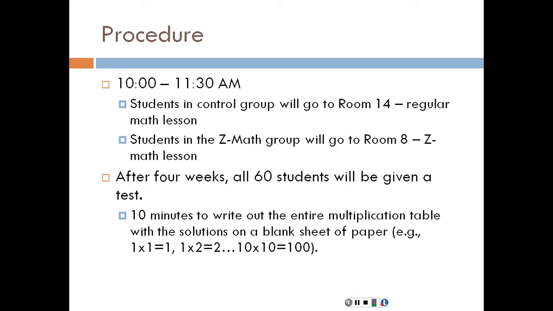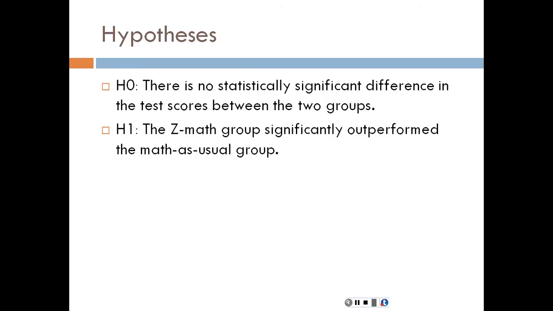So after 4 weeks, after a month, all students would be given a test. They would have 10 minutes to write out their entire multiplication table with the solutions on a blank piece of paper. And from there, we could then compare the scores from the control group and the treatment group to see if there are any significant differences.